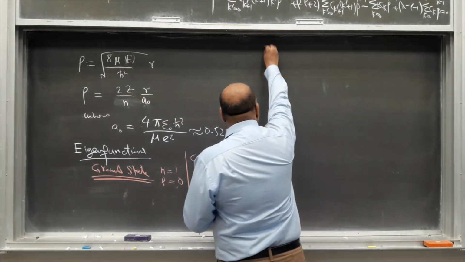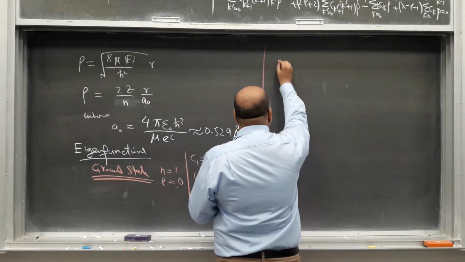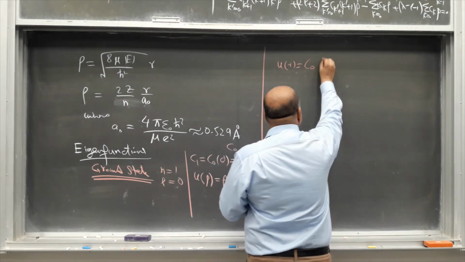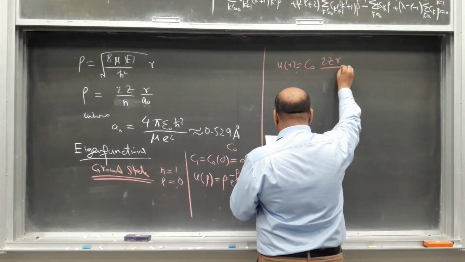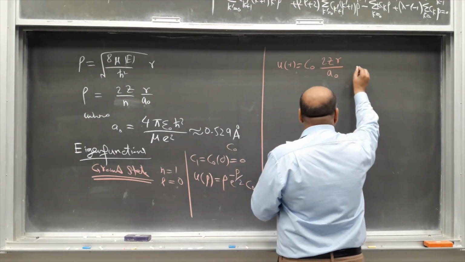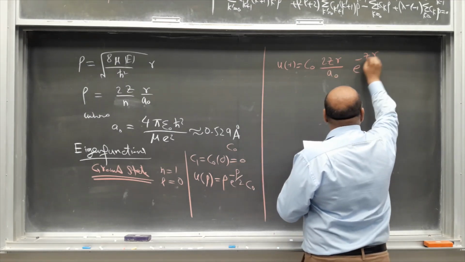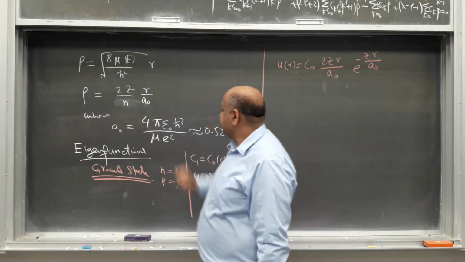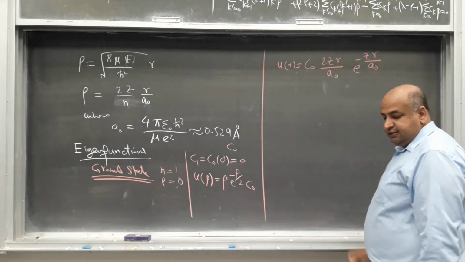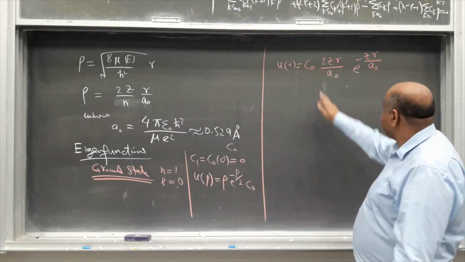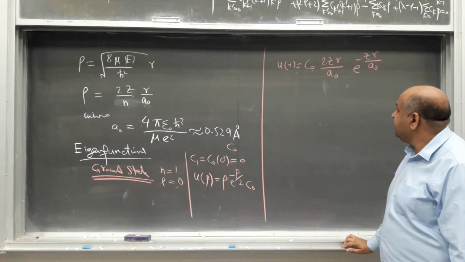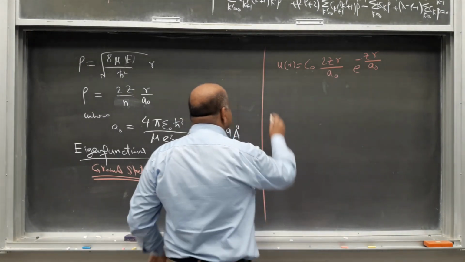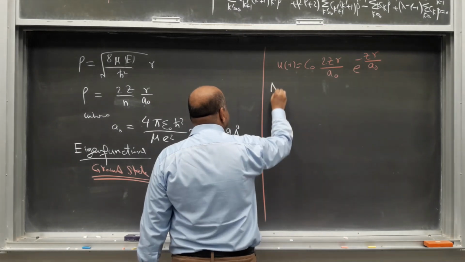And I can write it in terms of R like this. Some C naught, 2ZR over a naught, exponential minus ZR over a naught, for n equal to 1. So n is 1. This is u of R, and we have to find this C naught, which we can do by normalization. And normalization is a little bit tricky.